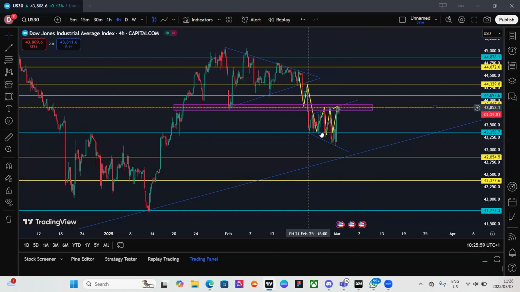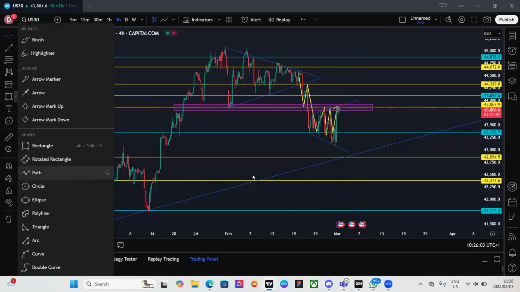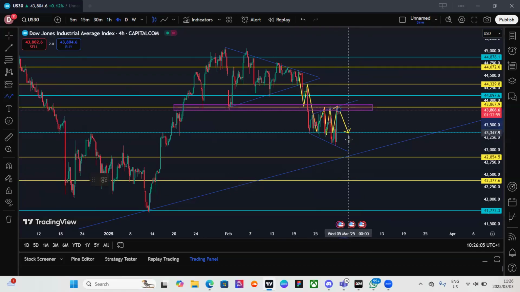As you can see, market structure is just pushing straight down overall. So we could possibly see market structure come through and retest this weekly trend line up top here, then a breakthrough of this trend line pushing down to the next weekly low, which will be around here. So yeah, we'll just have to see how things actually play out with this.